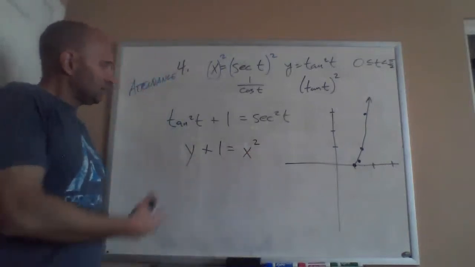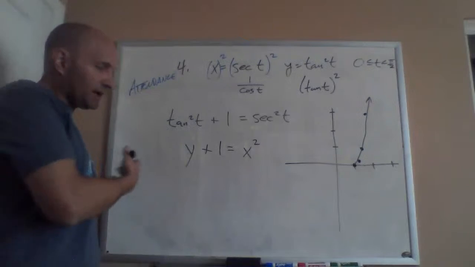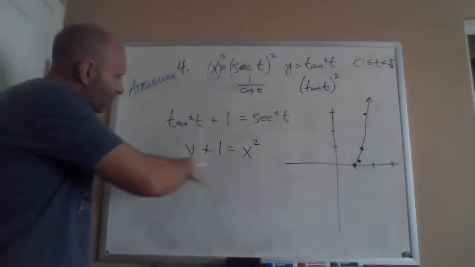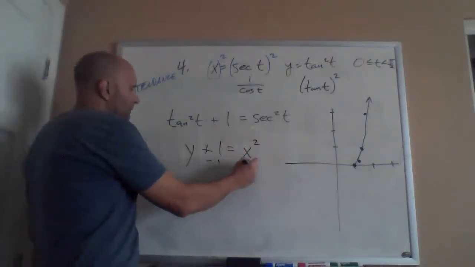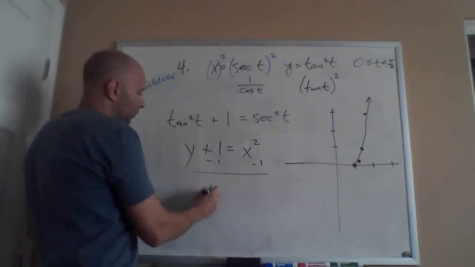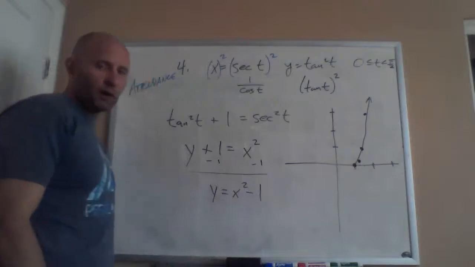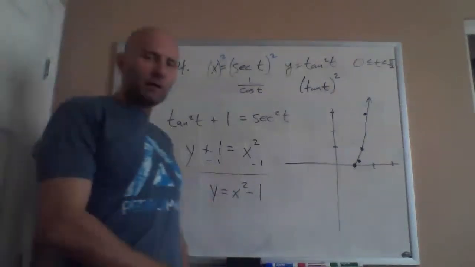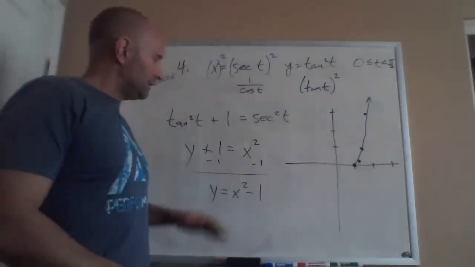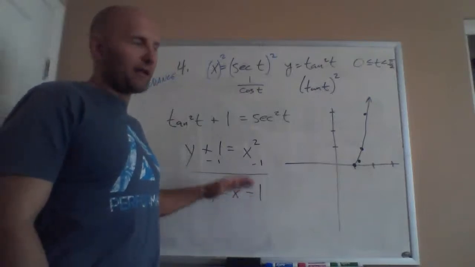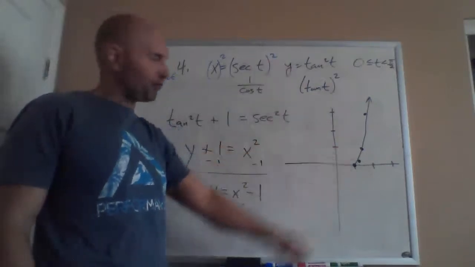And technically, you could stop there. The equation is now converted. But if I move the 1 over, I get what? Y equals x squared minus 1. So remember what I told you from the last problem. The equation that we end up with has to give us the same picture.